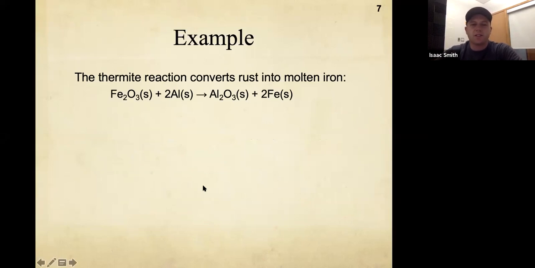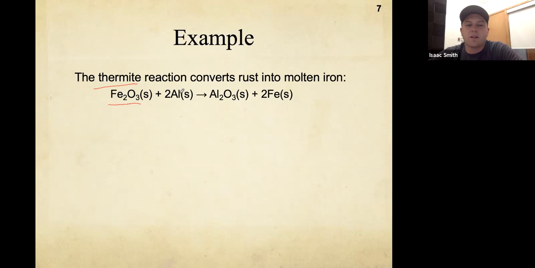Here's a reaction that we usually do as a demo in class. It's called thermite. I'm assuming you'd probably be able to find it on YouTube if you wanted to. Pretty cool reaction. Converts rust into molten iron, right? So rust is the oxidized form of iron. You've probably heard that. So it's iron oxide.